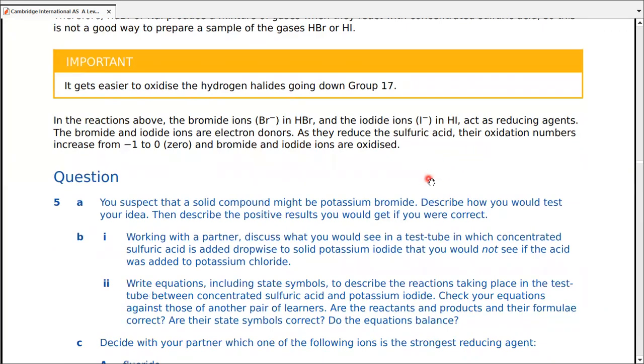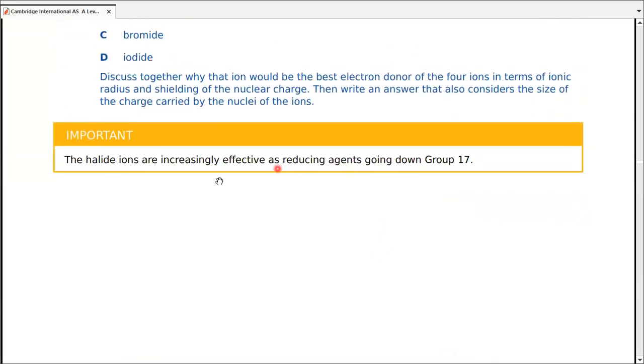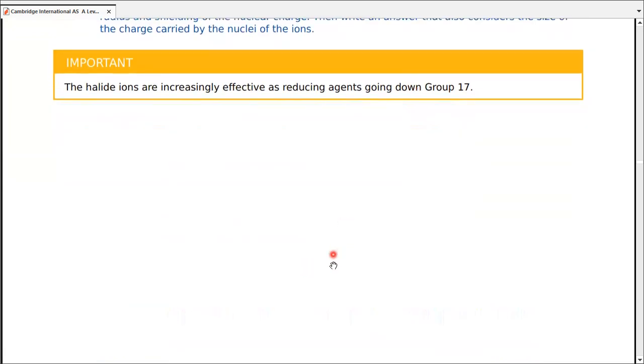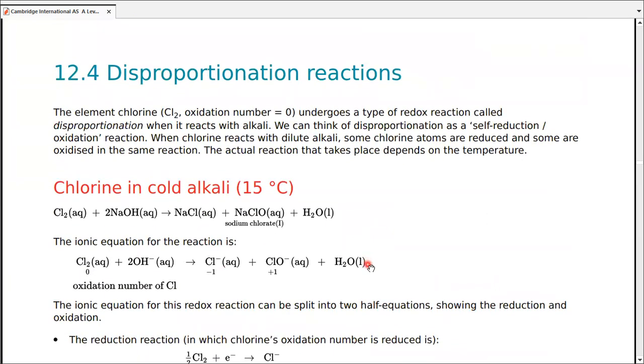In the reaction above, the bromide ions in HBr or the iodide ions in HI act as reducing agents. The bromide and iodide ions are electron donors. They reduce the sulfuric acid. They themselves get oxidized. Their oxidation number increases from -1 to 0, and hence we can say that they are converted into Br2 or I2. So bromide and iodide ions are oxidized. The halide ions are increasingly effective as reducing agents going down group 17, which gives you an idea of how they behave.